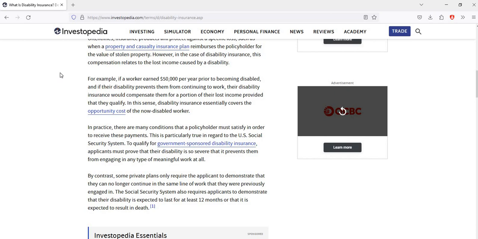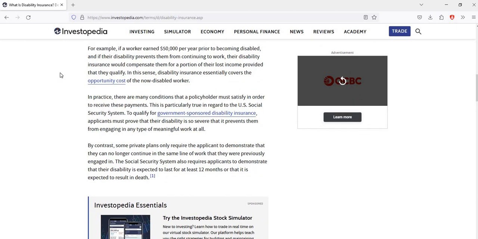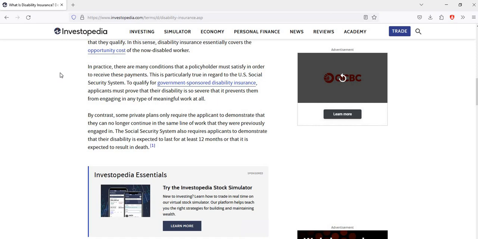In practice, there are many conditions that policy holders must satisfy in order to receive these payments. This is particularly true with regard to the US social security system. To qualify for government sponsored disability insurance, applicants have to prove their disabilities prevent them from engaging in any type of meaningful work at all. By contrast, some private plans require only that applicants demonstrate they can no longer continue the type of work they were previously engaged in. The social security system also requires applicants to demonstrate that their disability is expected to last at least 12 months or that it is expected to result in death.